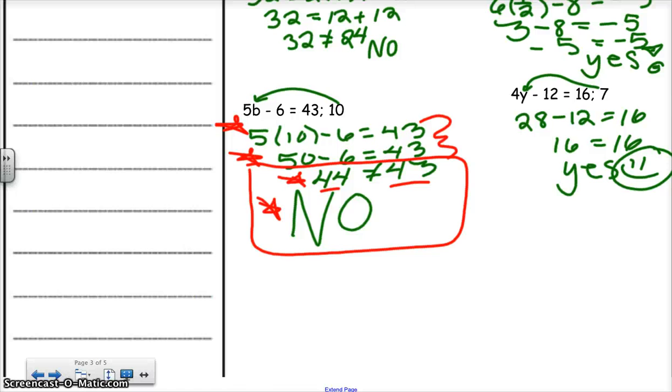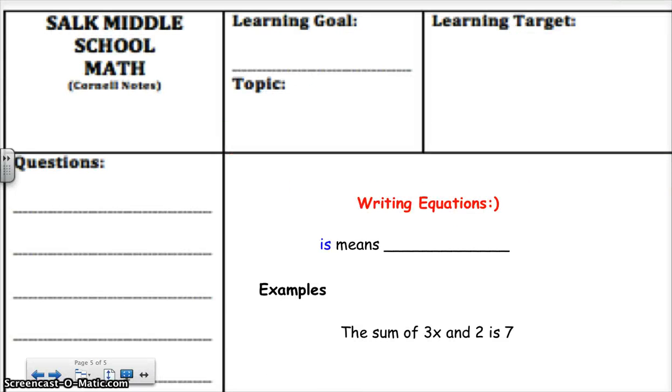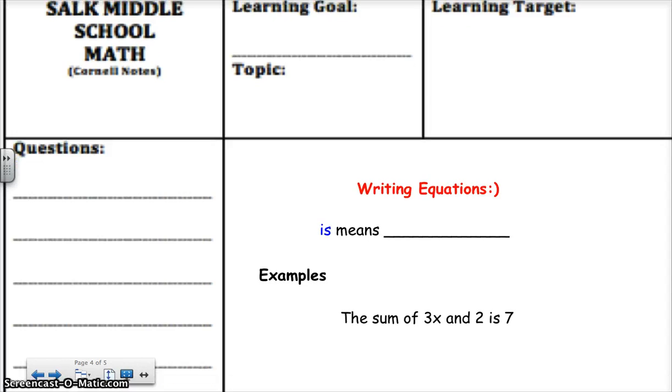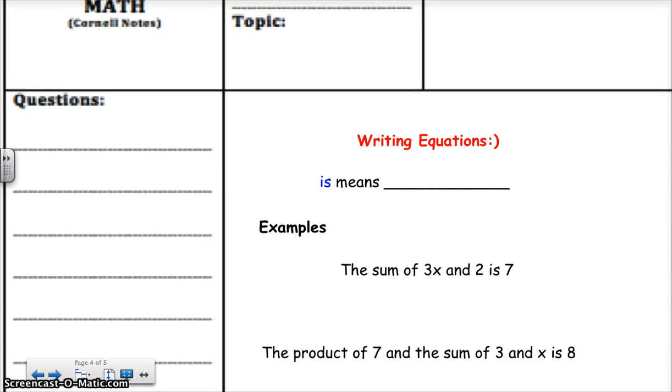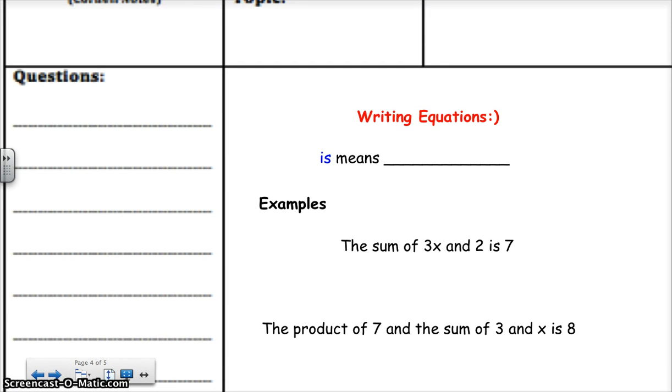Next page. Writing equations. Is means it is. Is means is. Right? My daughter is 12. That's her age. She is. She equals. So is means equal.